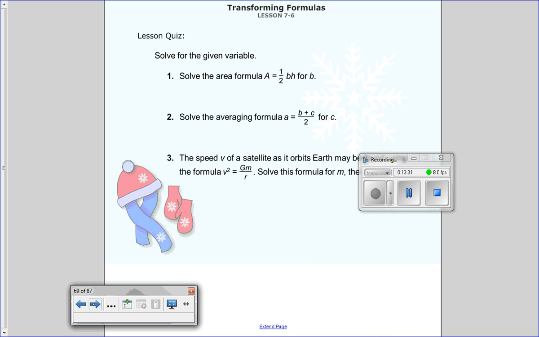All right, so that was your lesson for tonight. Tonight we talked about how you can transform formulas in order to solve for a specific variable. And then we use that in word problems to actually answer a problem.